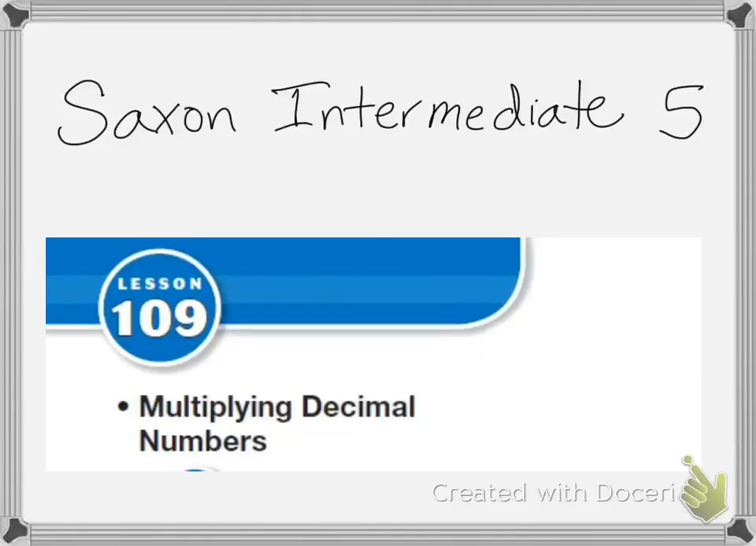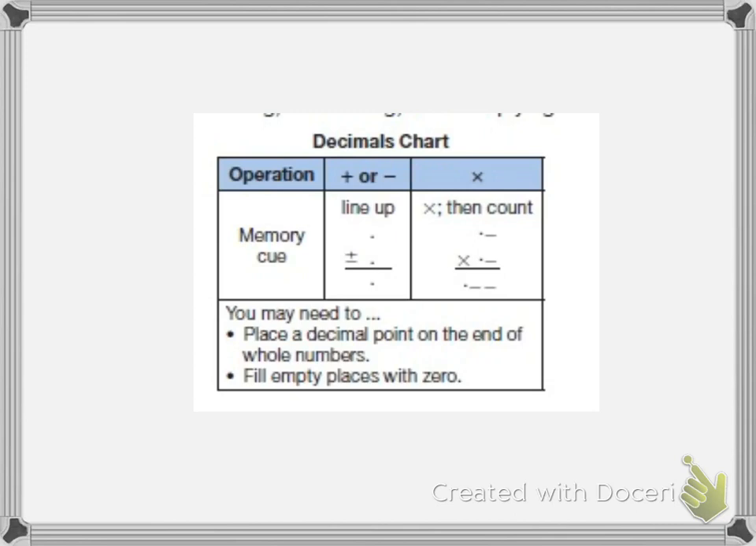Today's lesson is lesson 109, multiplying decimal numbers. So if I wanted to find out what 1/10 of 1/10 is, I would have to multiply my two decimal numbers together. Now in multiplying decimal numbers, the cue is to multiply and then count the decimal places.